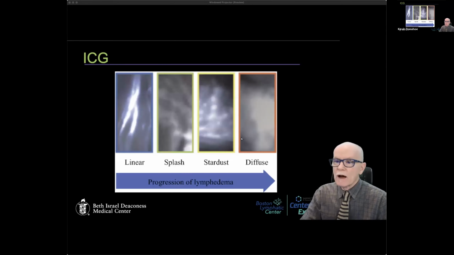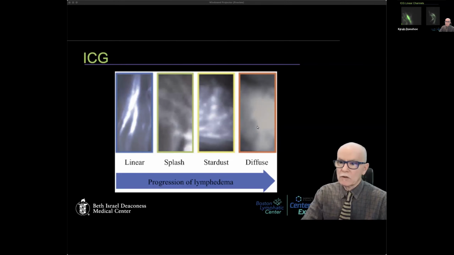And we can divide the ICG into different patterns, into different terms. Linear pattern, of course, is what we like to see. A splash pattern is where it's diffusing a little bit. And stardust is you get a little bit of linear, but you get all these little spots in it. You might be getting a little pooling of the tracer in little spots. And then diffuse pattern is just a blur, and you can't see any organization or any tracer moving at all.